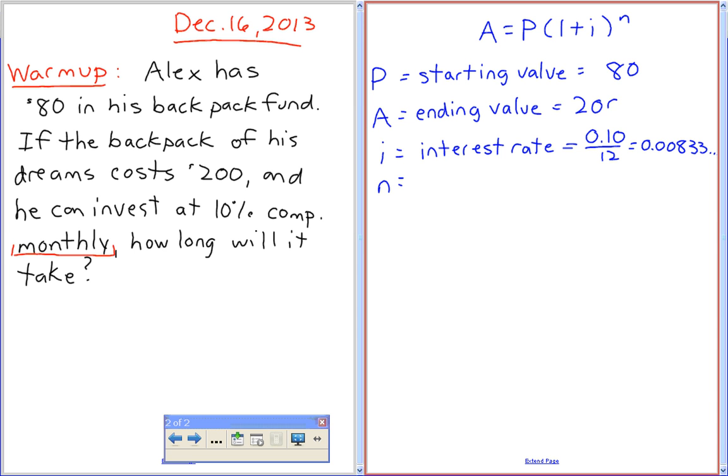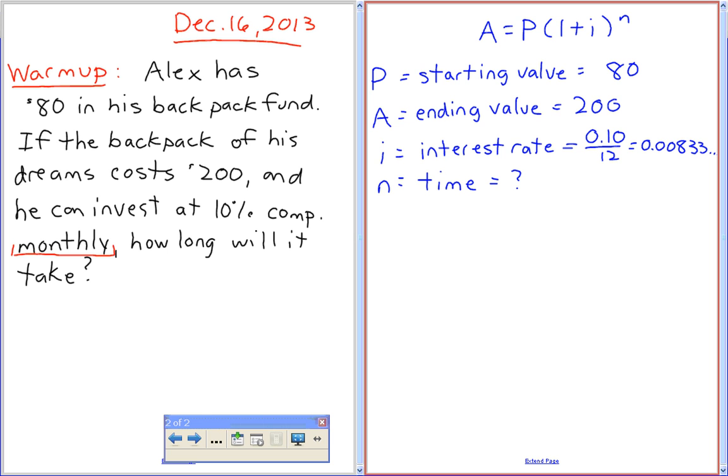A equals 200. Now again, for everyone in the class, I just wrote these letters there for the people who weren't here, so they sort of get what we're doing today. Everyone has to write the P, the A, the I, and the N. What does N stand for in English? What we're solving for. It's going to be time.